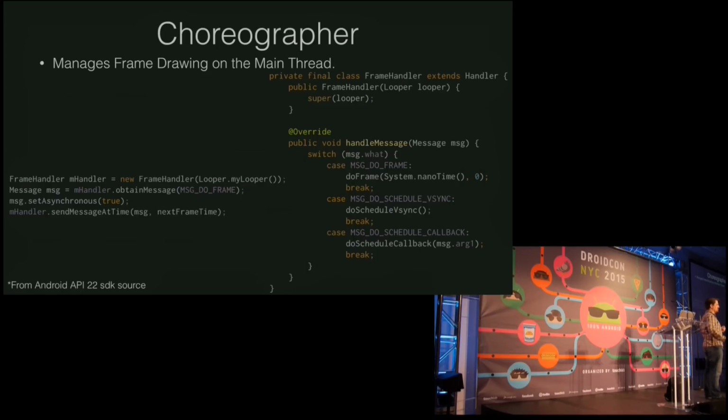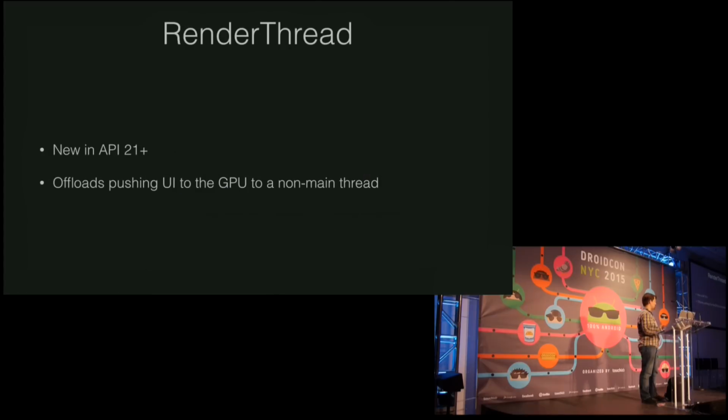So just because you were 1 millisecond late, it's not going to draw the next frame till the next 32 milliseconds or whatever it is. So just missing that frame cutoff by a little bit actually skips to the whole next time that this gets processed. Just a brief note that on API 21+, there's a thing called RenderThread. You pretty much never really need to know about this. It's a way for them to offload some of the code that pushes the UI to the GPU onto a non-main thread.